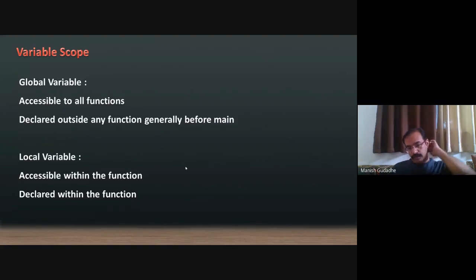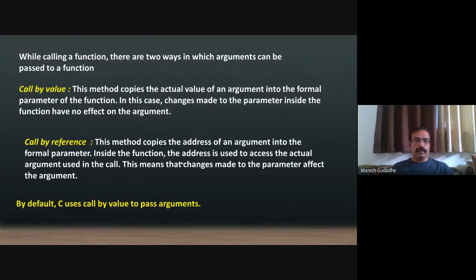We'll go into detail of that when we learn the storage classes of a variable. But right now, just understand there are two types of variables: some variables which work within the function, and some variables which work in the entire program. So global variable and local variable. Because depending on that, comes the next discussion.